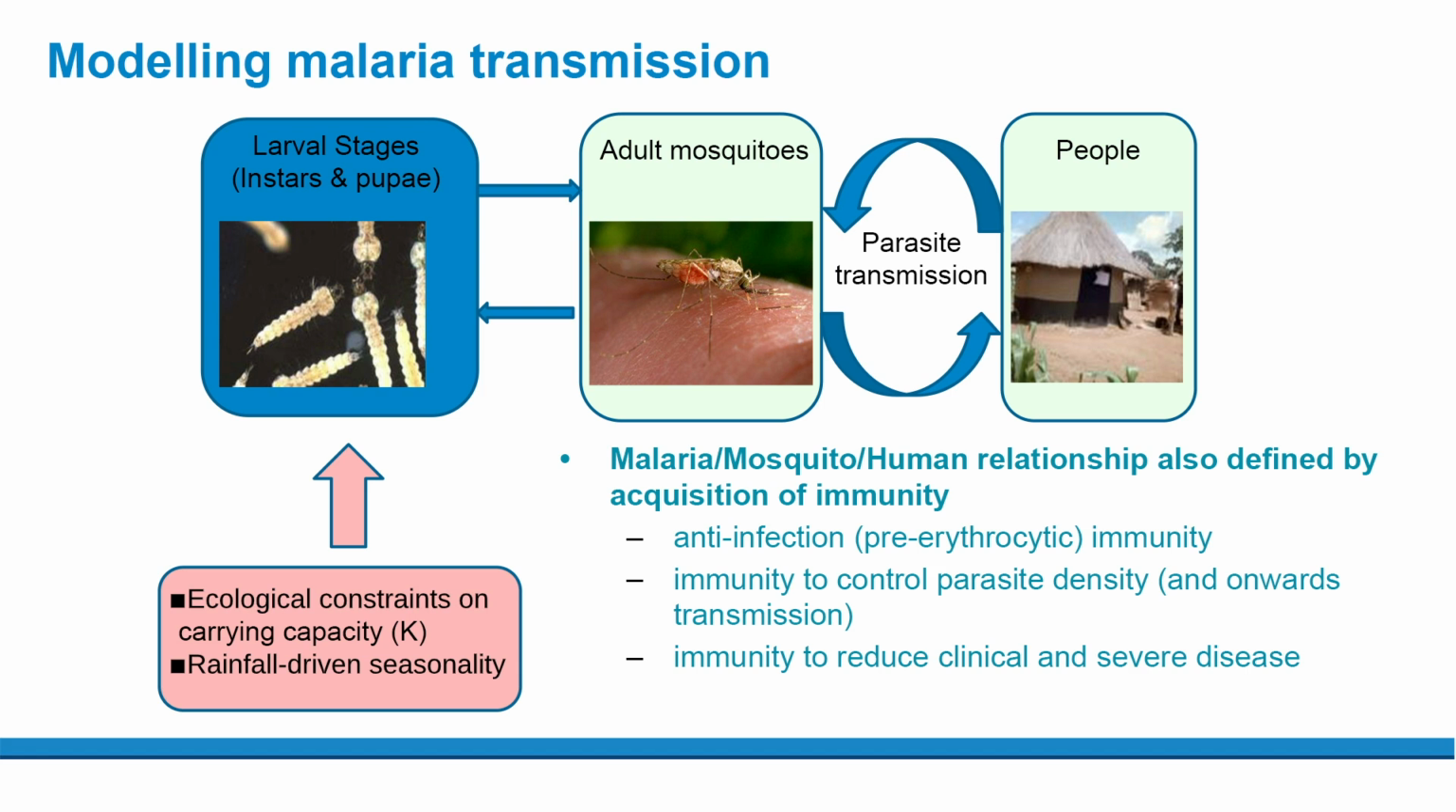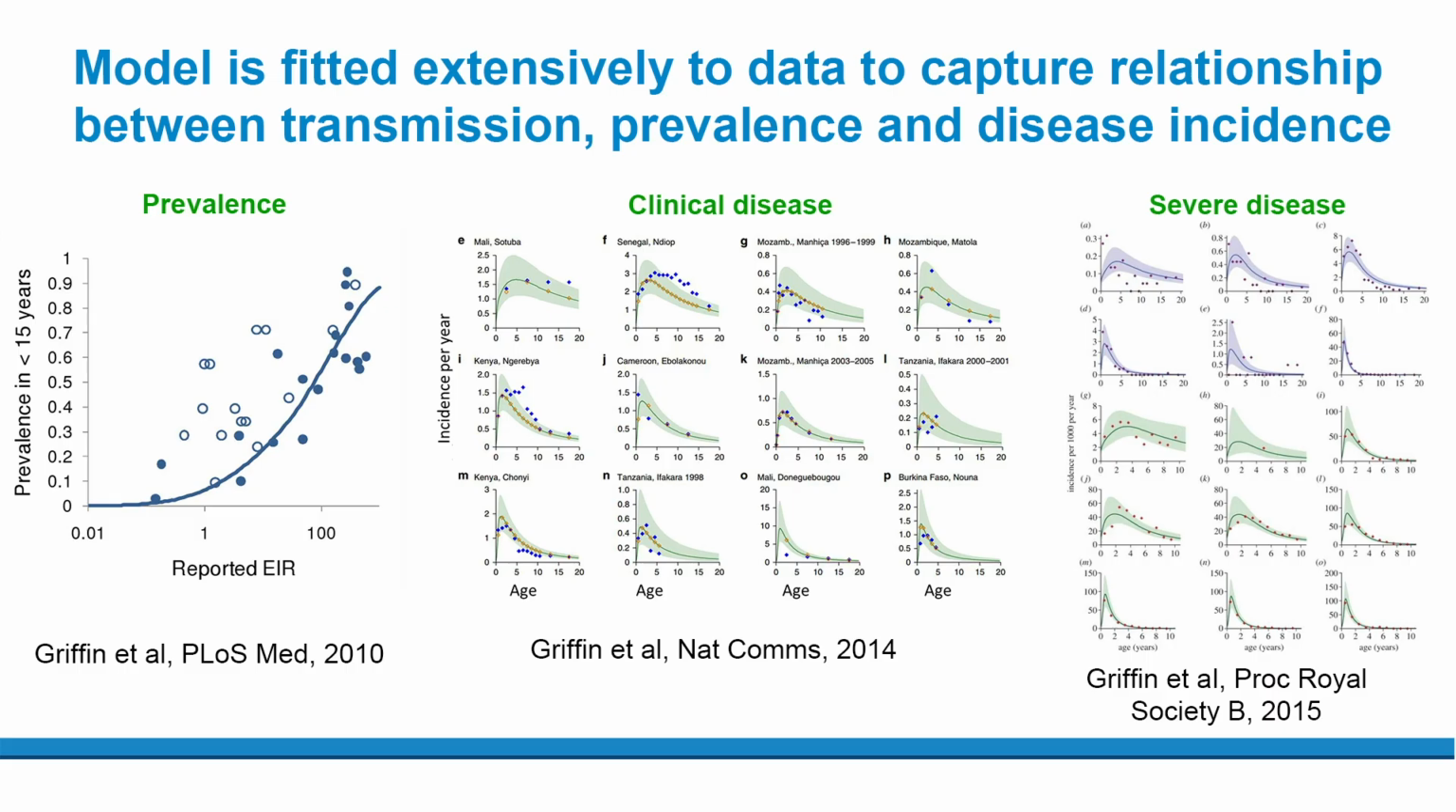So this is a whole range of model fitting that I wasn't involved in, and I'm going to call out Jamie Griffin, who was formerly of Imperial, but now is at Queen Mary's, University of London. And they've done loads and loads of fitting to a lot of data to capture these relationships between transmission, the risk of being infected, and then what happens when you are infected in terms of your clinical disease and the severity of that illness when it occurs.